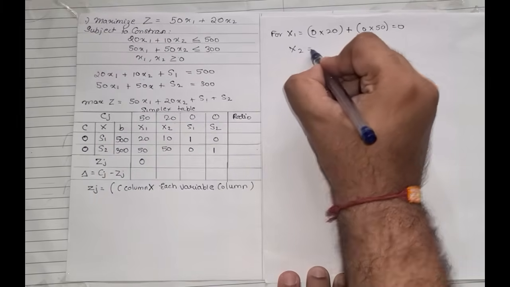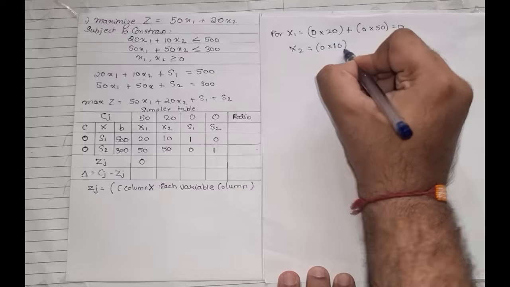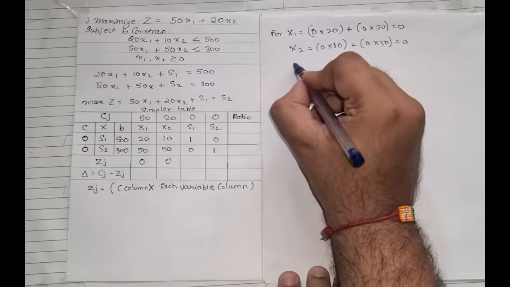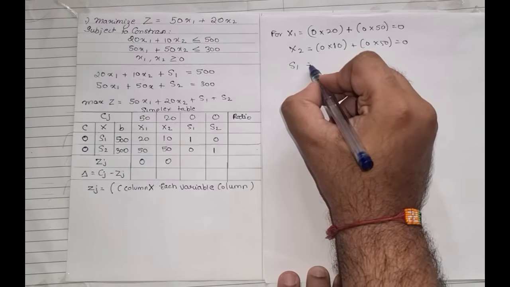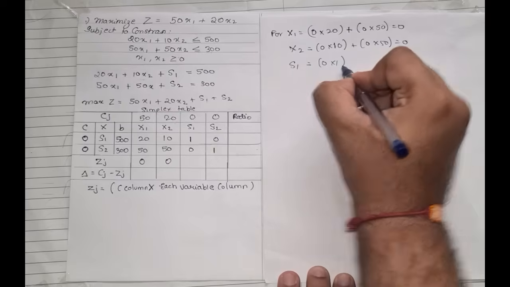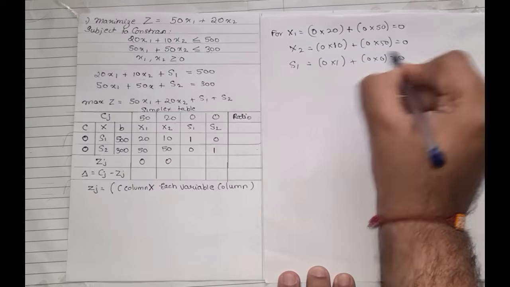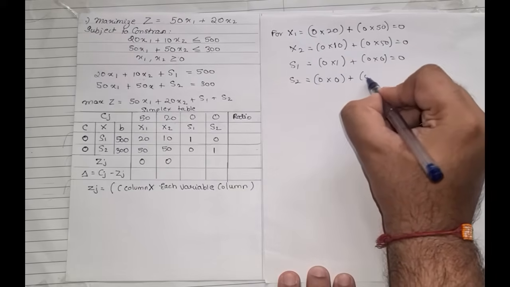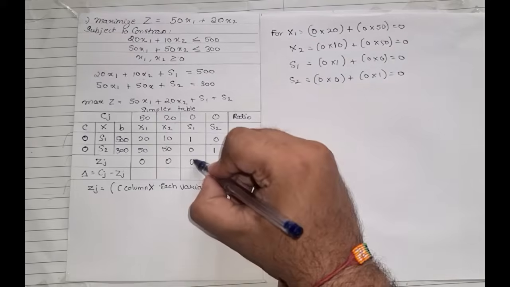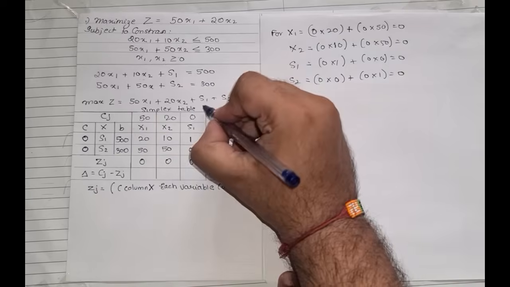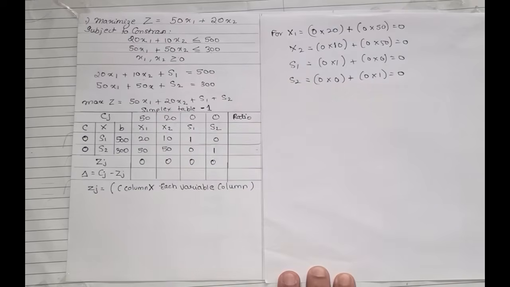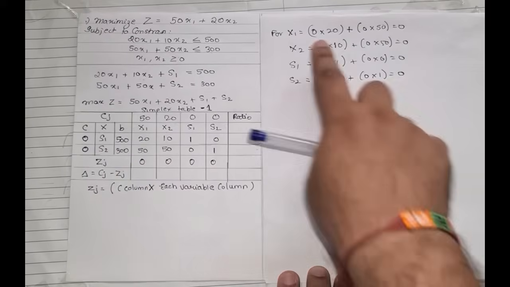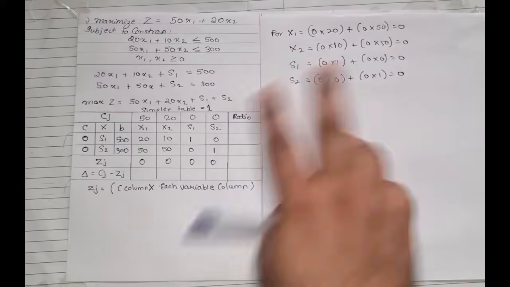For x2 it will be 0 into 10 plus 0 into 50, so again it comes to 0. For S1 it will be again 0 into 1 plus 0 into 0, which comes to 0. For S2 it will be 0 into 0 plus 0 into 1, which comes to 0. Now remember, this is my first simplex table. In the first simplex table, just remember Zj will always be 0, because starting values are 0, so it will all be 0 by default.